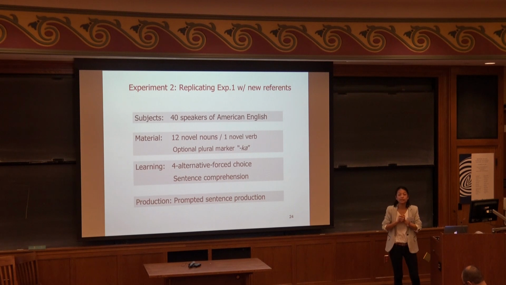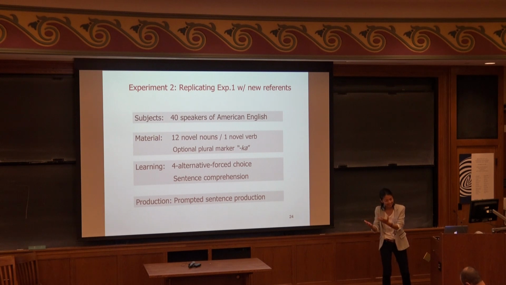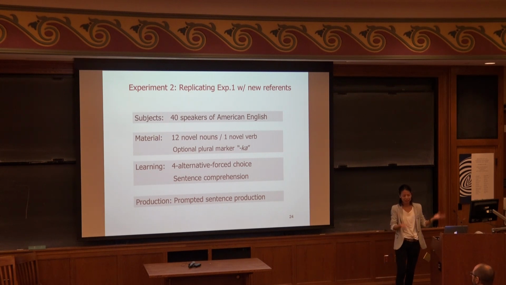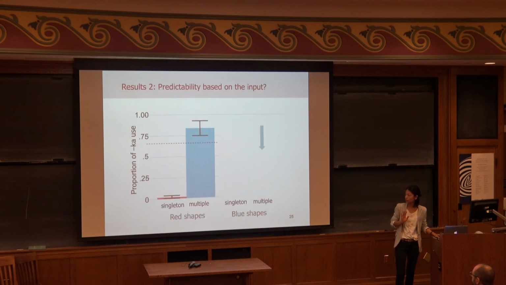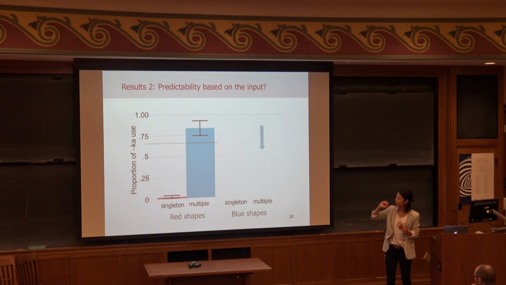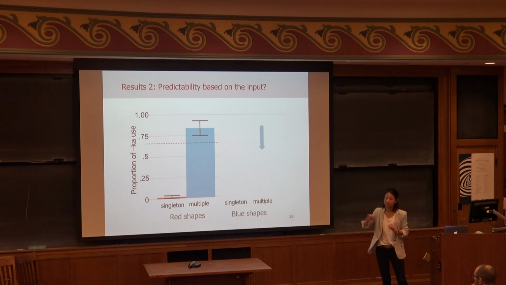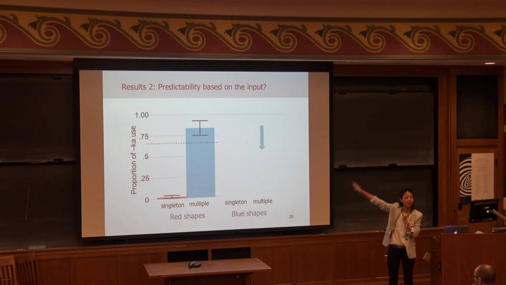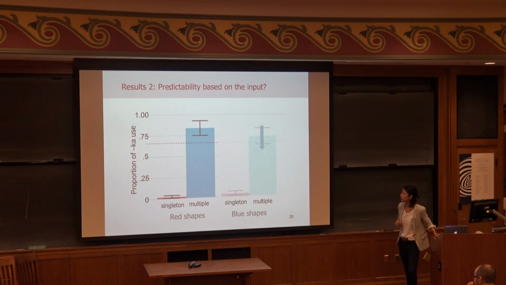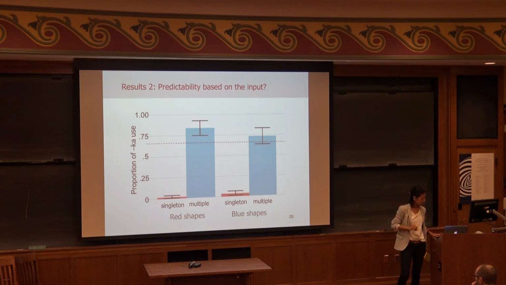The design of the study is exactly the same. The bluish items have the statistics of the insects in experiment 1. The reddish, larger shapes have the statistics of the animals in experiment 1. The results are plotted in the same way. When you see a larger reddish object as a singleton, you never use ka. When you see multiple of them, you are far more likely to use ka, just like English S. Again, the prediction is that it should go down, and that's what we found.